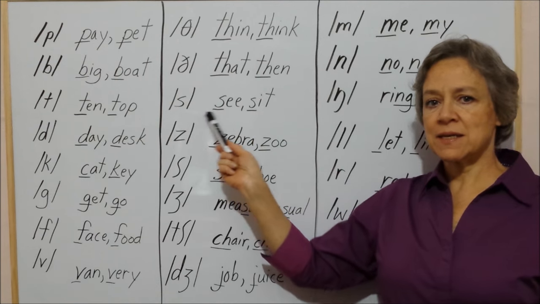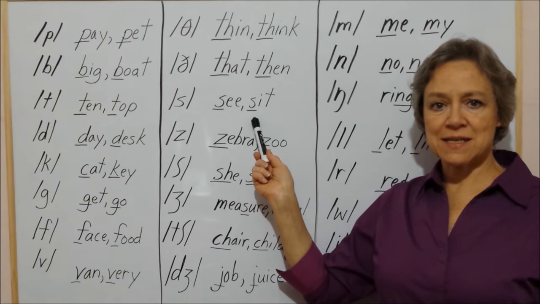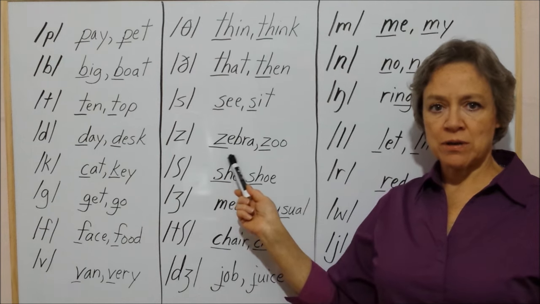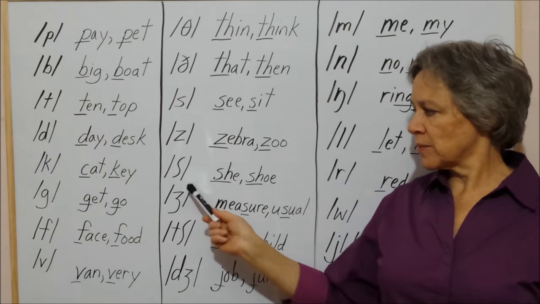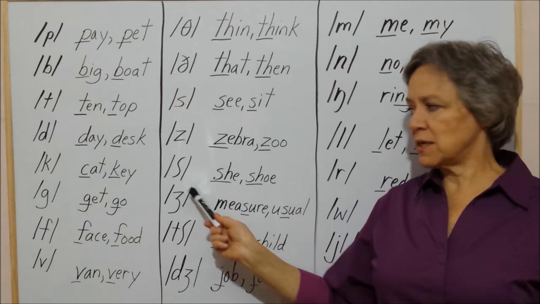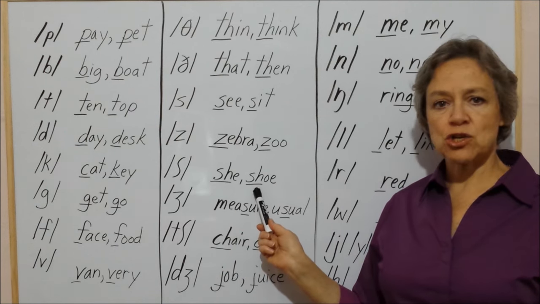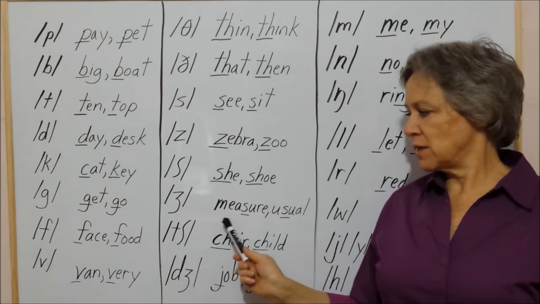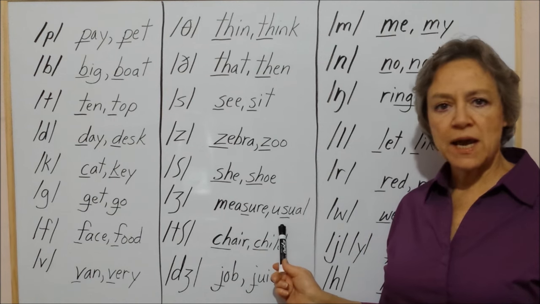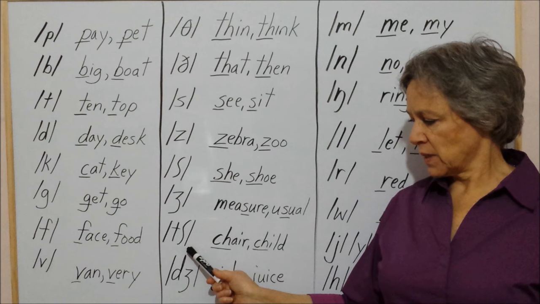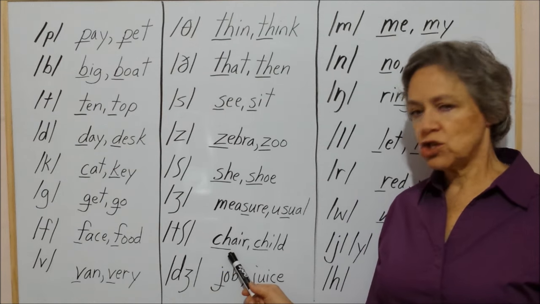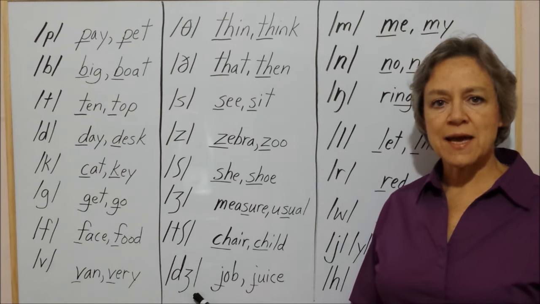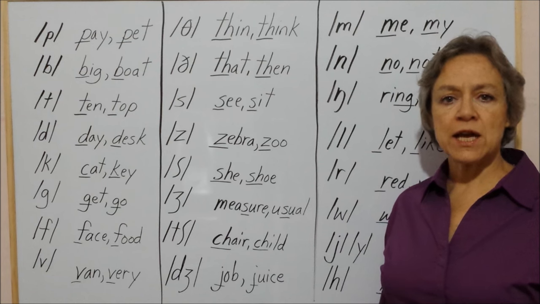/s/ as in see and sit. /z/ as in zebra and zoo. /ʃ/ as in she and shoe. /ʒ/ as in measure and usual. /tʃ/ as in chair and child. /dʒ/ as in job and juice.